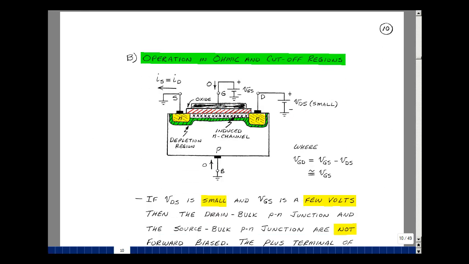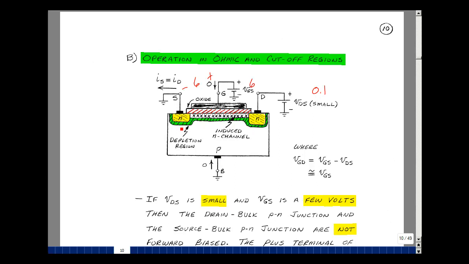Let's apply some voltages to our N-channel MOSFET. I'm going to ground the source and ground the bulk, and then hook up a voltage between the gate and the source, and a voltage between the drain and the source. Let's take a look at the ohmic region where VDS is very small, say maybe 1/10 of a volt. And I'll pick the gate source voltage to be, say, 6 volts. So between here and here, I've got 6 volts.